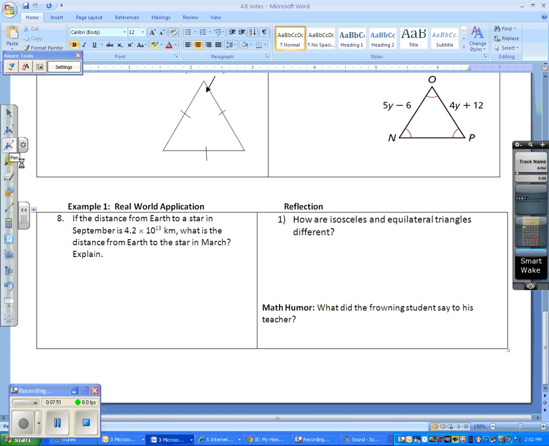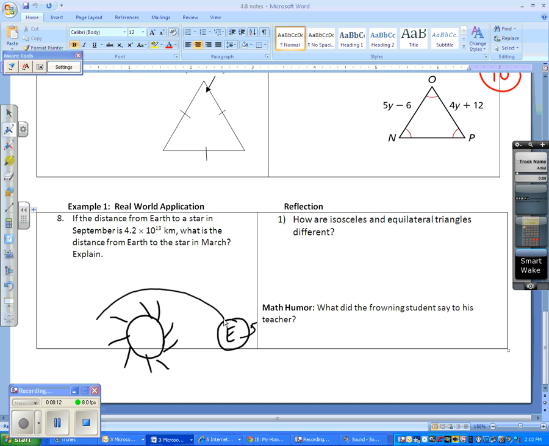It says, if the distance from Earth to a star in September is 4.2 times 10 to the 13th kilometers, what's the distance from the Earth to the star in March? Explain. So let's say this is our sun right here. And here's our lovely planet Earth. And the Earth rotates around the sun. Right? And one full rotation is a whole year.